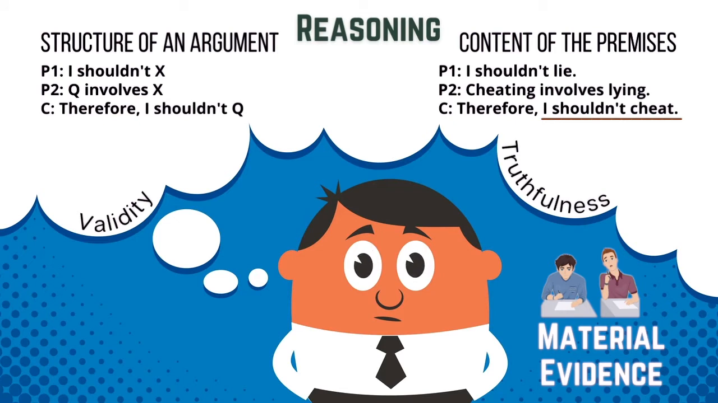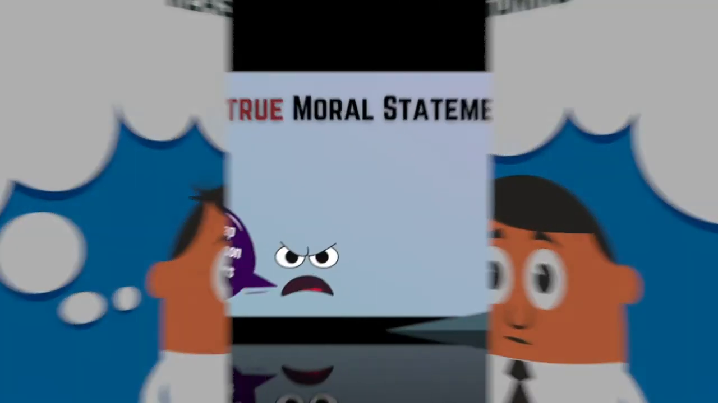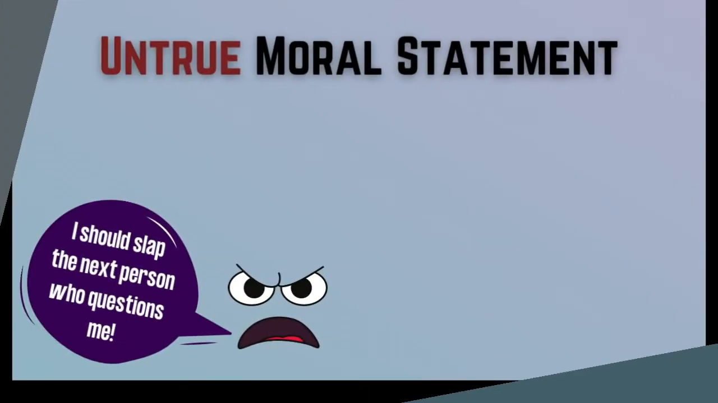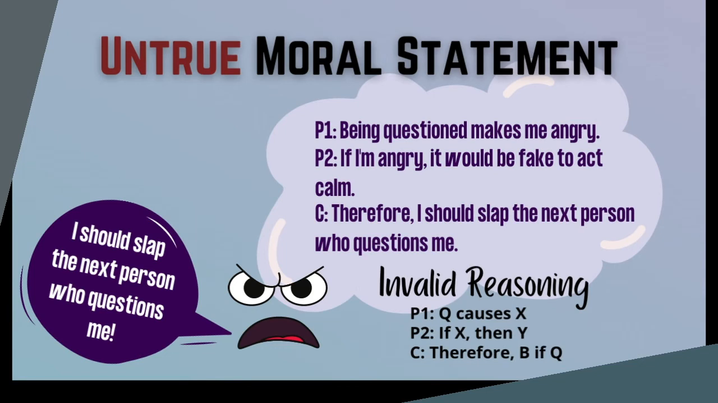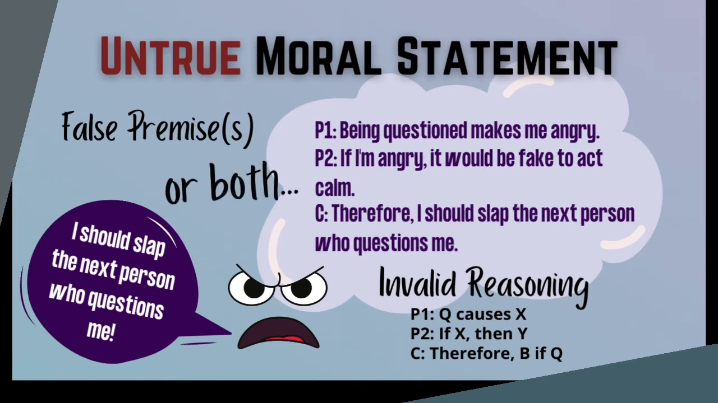To have warrant for considering a moral statement to be true, the reasoning by which we support that moral statement needs to have a valid structure, and the content of the premises needs to be true. In other words, the premises need to match material reality. Whenever someone makes a moral statement that is not true, it's guaranteed that somewhere in their reasoning process there's an invalid structure to their argument, or they have at least one untrue premise. Or, again, it could be both.